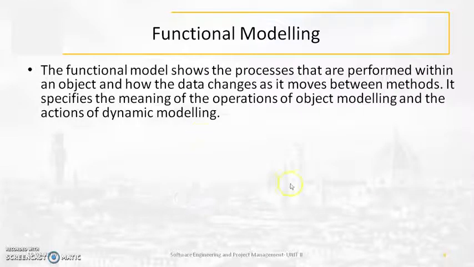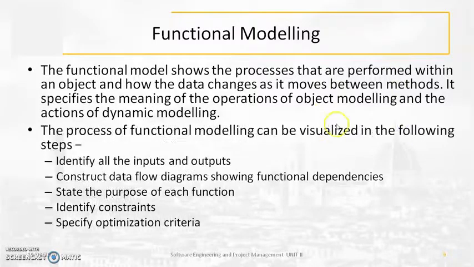In this, the functional modeling also plays an important role. In the functional modeling, we show the processes performed within one object and how that object will change its state as it moves between these methods. So this functional modeling specifies the meaning of operations of object modeling and actions in dynamic modeling, which take place. So this functional modeling can be visualized in the following steps.